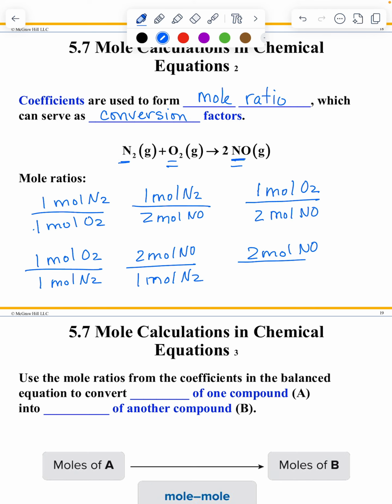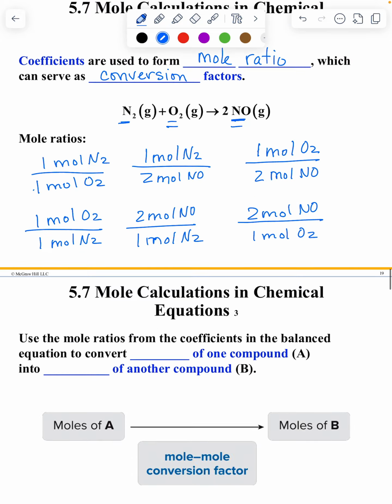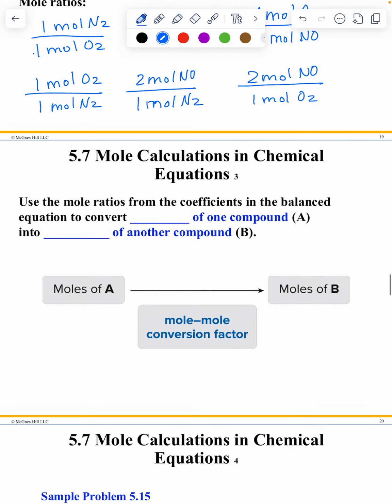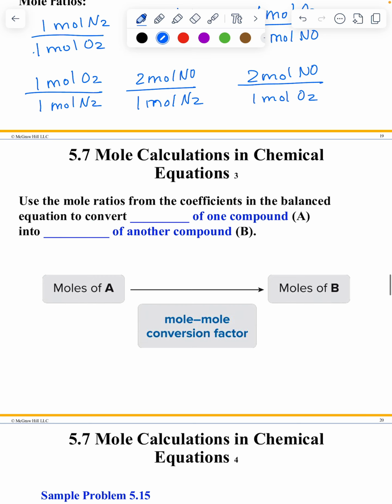So we see here that we can use the mole ratios from the coefficients in a balanced equation to convert between moles of one compound into moles of another compound within a balanced equation. So for simplicity's sake, we're just using the letters A and B. So we can convert between moles of A and moles of B, and we're going to use that mole-to-mole conversion factor that we just wrote out.